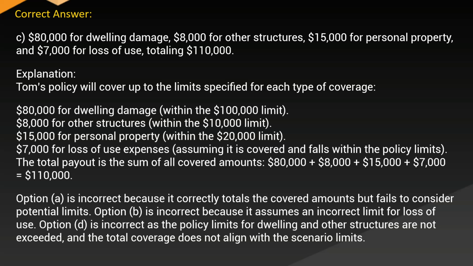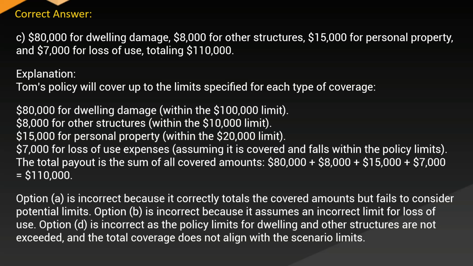Correct answer: C. $80,000 for dwelling damage, $8,000 for other structures, $15,000 for personal property, and $7,000 for loss of use, totaling $110,000. Explanation: Tom's policy will cover up to the limit specified for each type of coverage. $80,000 for dwelling damage within the $100,000 limit, $8,000 for other structures within the $10,000 limit, $15,000 for personal property within the $20,000 limit, $7,000 for loss of use expenses assuming it is covered and falls within the policy limits. The total payout is the sum of all covered amounts: $80,000 plus $8,000 plus $15,000 plus $7,000 equals $110,000.